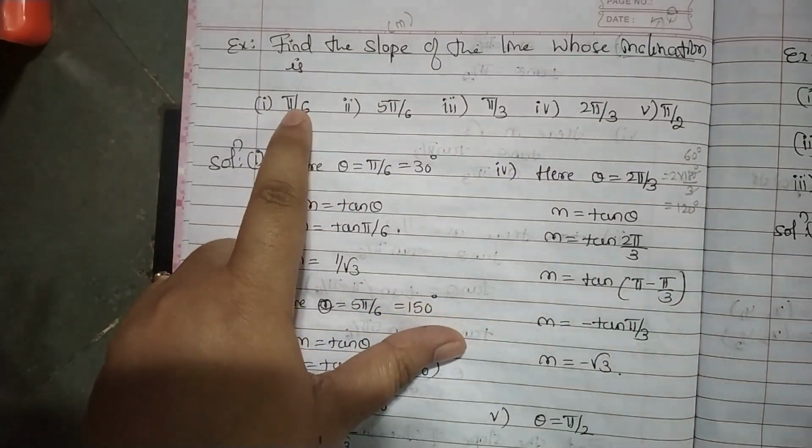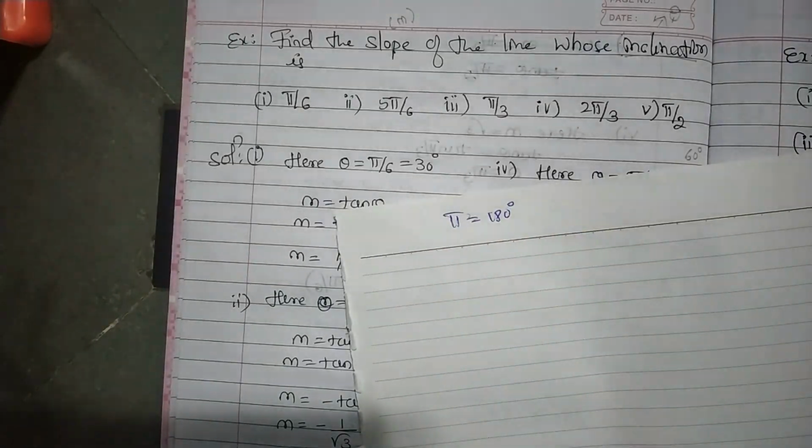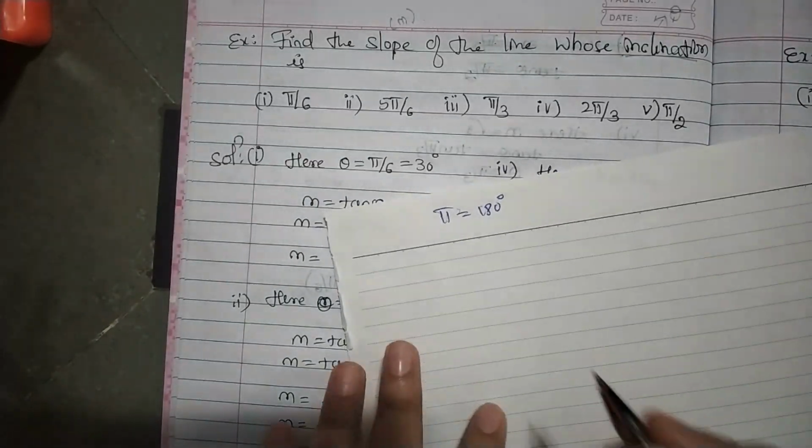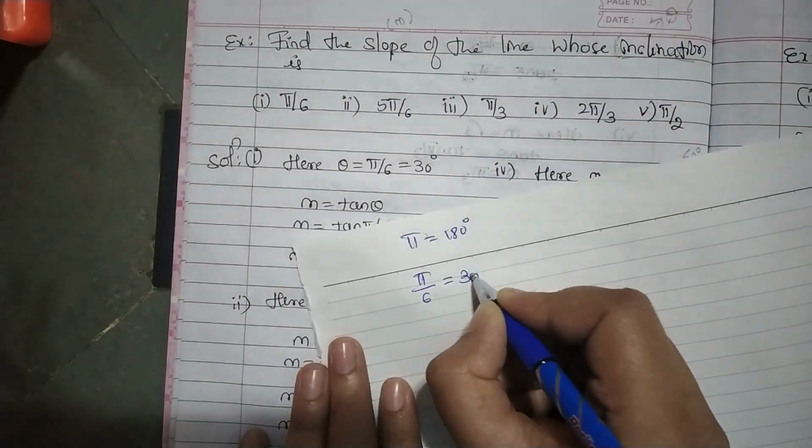So pi by 6, pi is taken as 180 degree. Pi is taken as 180 degree. So what is pi by 6? Pi by 6 is 30 degree.